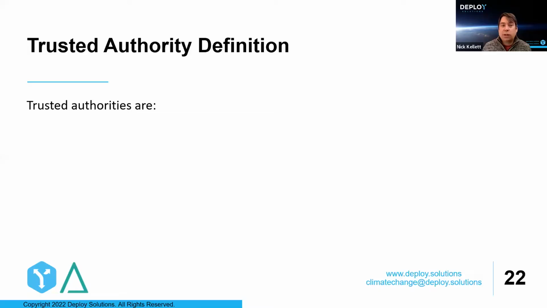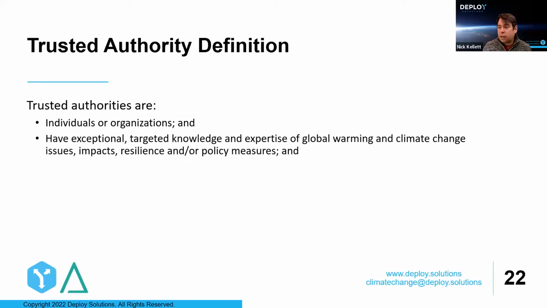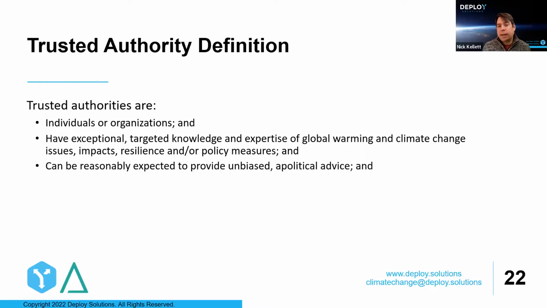So one of the first things we tried to do was to come up with a trusted authority definition. And this is a work in progress, but what we came up with is that trusted authorities are individuals or organizations that have exceptional targeted knowledge and expertise of global warming and climate change issues, impacts, resilience, and or policy measures. So they have an understanding. And they can be reasonably expected to provide unbiased, apolitical advice.